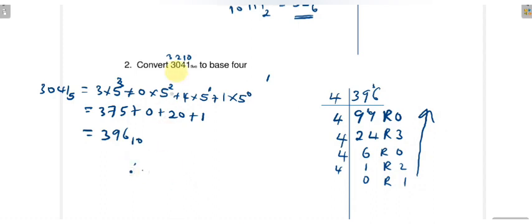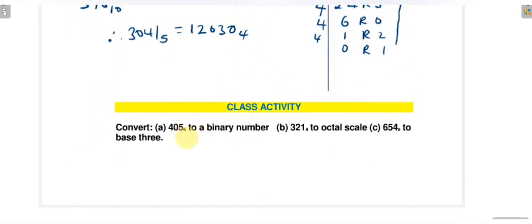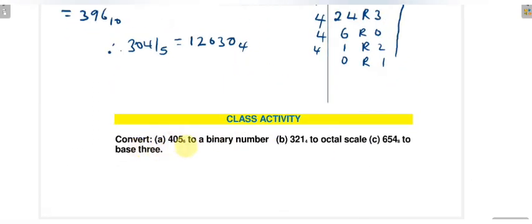So therefore, we can then write 3041 base 5 is equal to 12030 base 4. So these are your class activity. Convert 405 base 6 to a binary number, 2321 base 4 to octal scale. So an octal scale is base 8, then 658 base 8 to base 3.